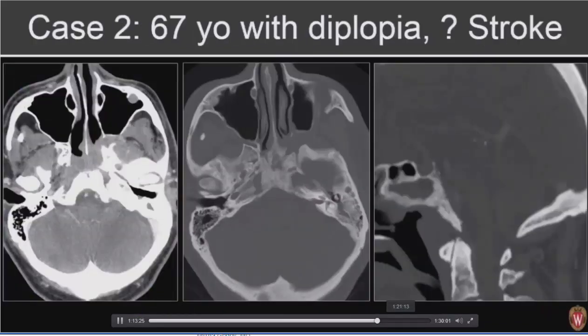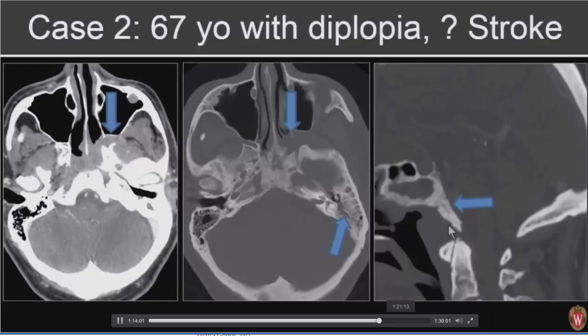So this is a 67-year-old who's coming in with diplopia. This is a case that I saw a couple weeks ago, and this patient actually had a stroke CT. That's what they were transferred to our hospital for. They were worried about a stroke. And so the first thing that I saw, I look at the bone windows first, and I can see that there's a mastoid effusion. And so my eye immediately goes anteriorly, and I can see that there's enlargement of the pterygopalatine fossa. And I look at my soft tissue windows, and I see that there's some soft tissue filling the pterygopalatine fossa.